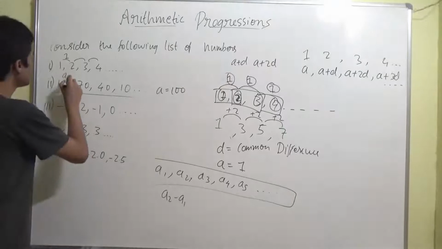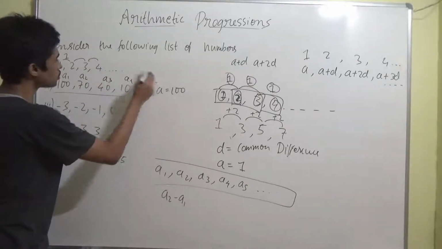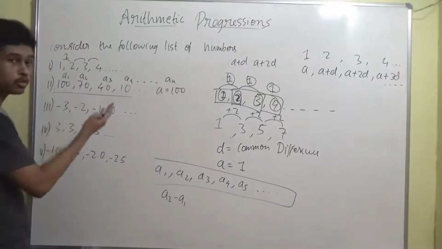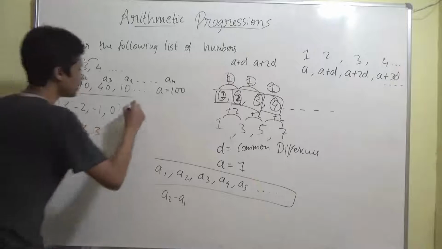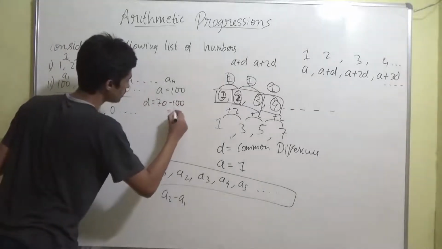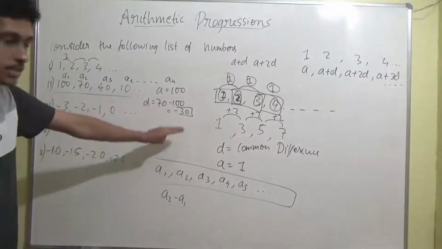This is A1, this is A2, this is A3, and this is A4, and it goes on until AN. So what is D? D is A2 minus A1, which is equal to 70 minus 100, which is equal to minus 30. Getting it, guys? So in this case, D is minus 30.